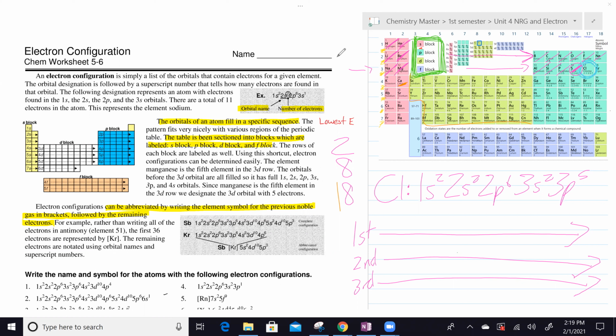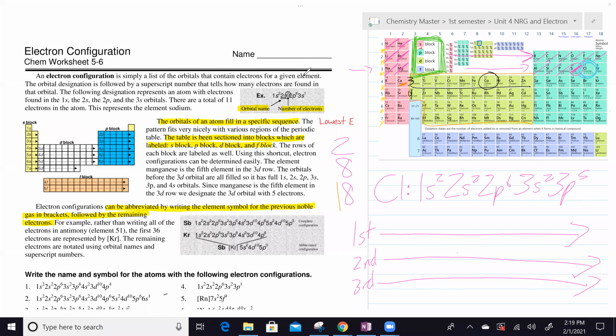So this is all you have to know. Instead of them starting on the 4th row, like these guys right here, they will actually drop back down and go on the 3rd row. That's it. And then these guys will actually go on the fourth row. So for instance, let's do cobalt and then we're done. All right, I'm gonna do cobalt.